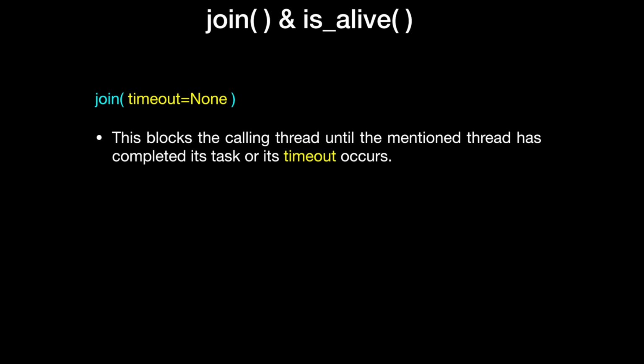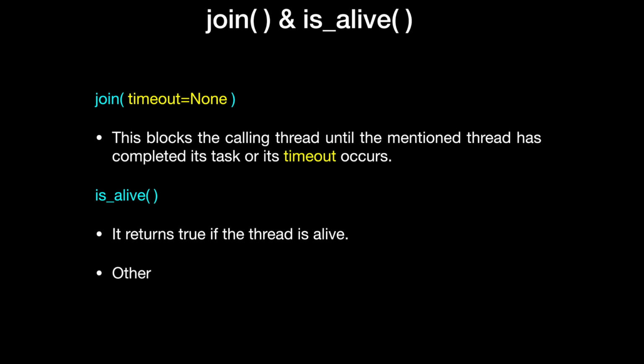But before that, let us see about the isAlive method. The isAlive method is used to check whether a thread is still alive or not. If it is alive, it returns true, otherwise it returns false. Now we are going to see a very simple example to illustrate how join and isAlive can be implemented in Python.